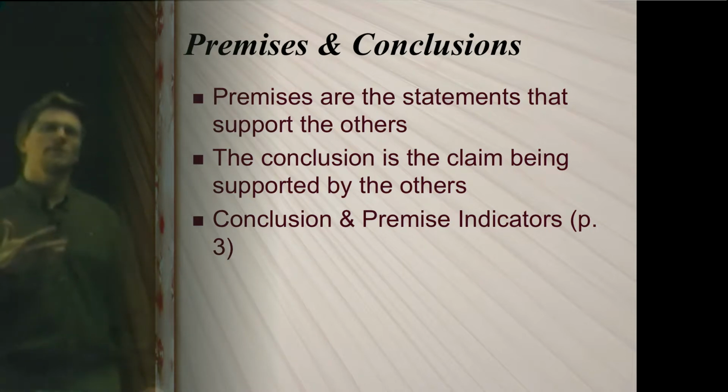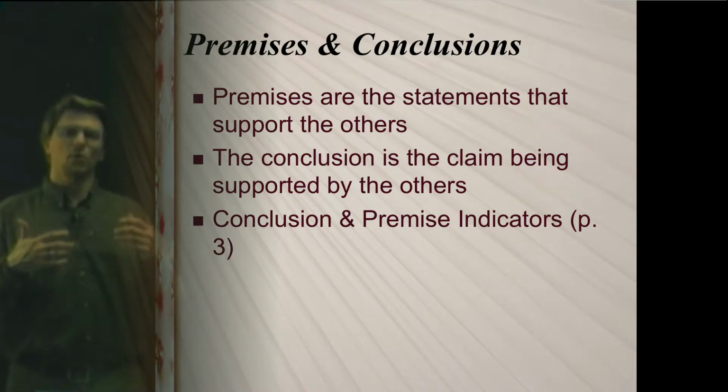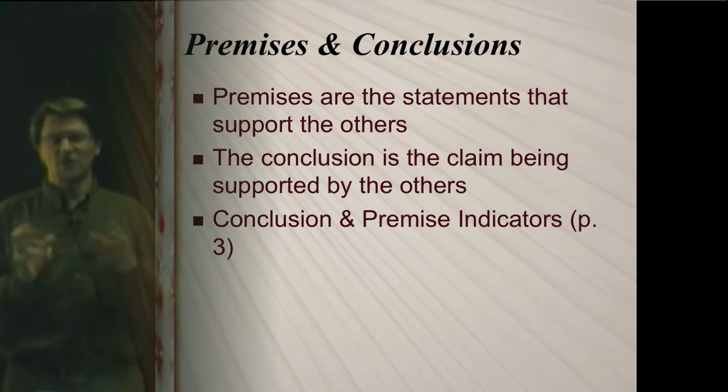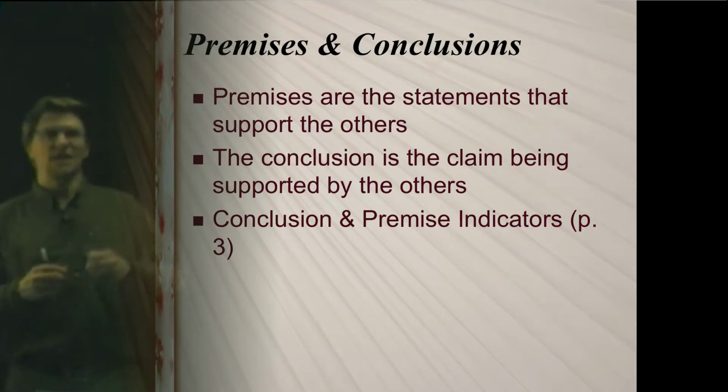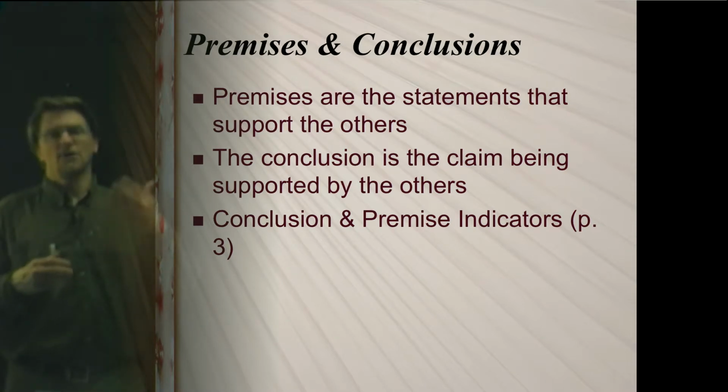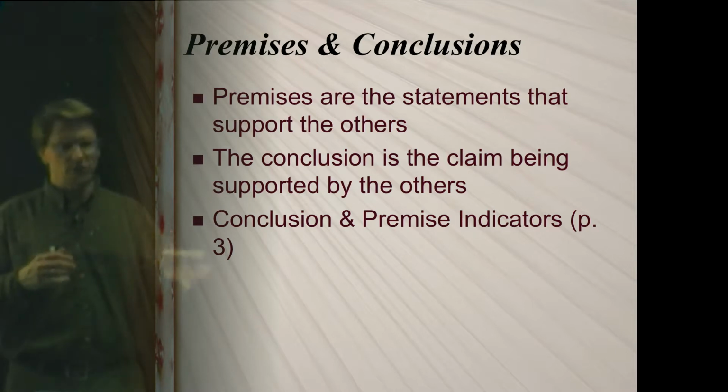Now, how are we going to be able to tell where the premises are, or where the conclusion is? Well, one thing we'll be able to note is the presence of conclusion and premise indicators in at least some arguments. And these are words or phrases that tell us where we will find an argument. Where we will find a particular component of an argument. So you can see these lists on page 3, kind of there in the middle of 1.1.